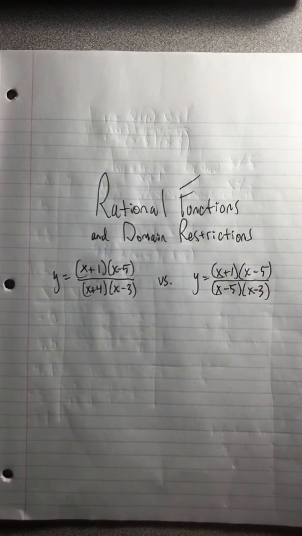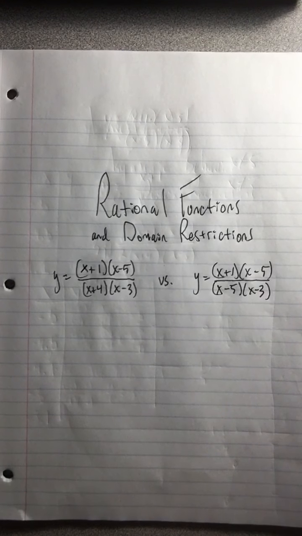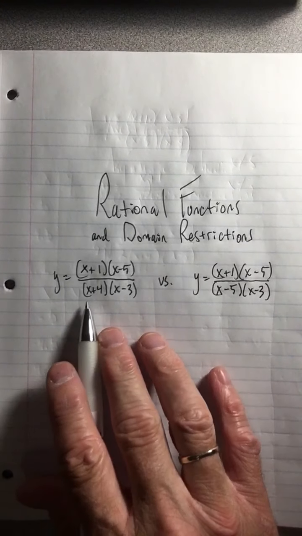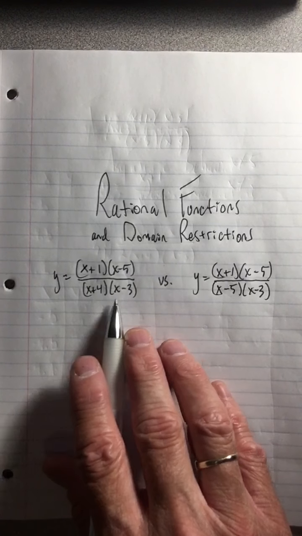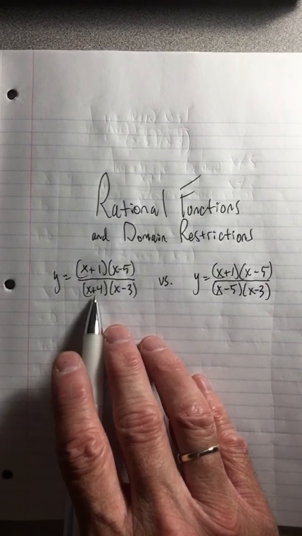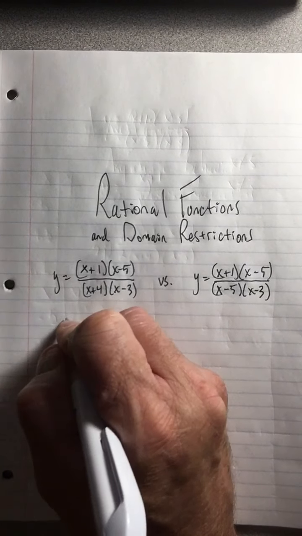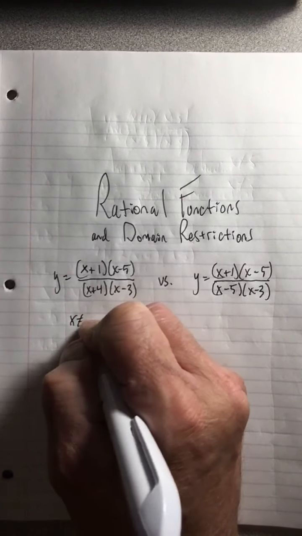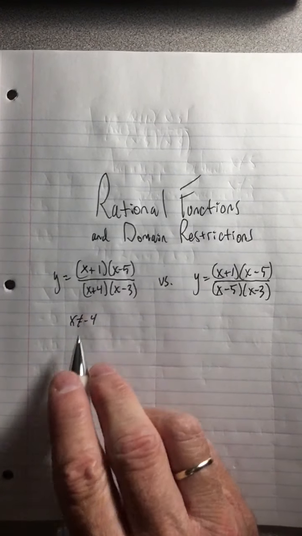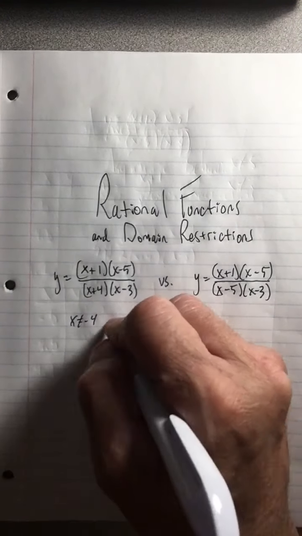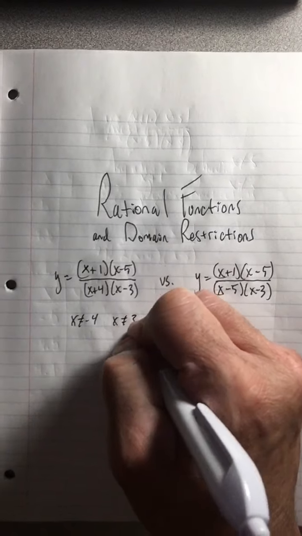Let's discuss rational functions and domain restrictions. This function here has two factors in the denominator, so it's going to have two domain restrictions. Clearly, x cannot be -4 because -4 plus 4 would be 0. 0 times anything is 0. The denominator is 0. We cannot divide by 0. Clearly, x cannot be 3.